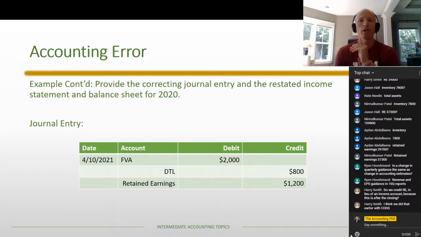All right, so let's talk about then the journal entry. Again, we've taken all the information that we just calculated and now we're throwing it into a journal entry. We're increasing the fair value adjustment account by the full effect, $2,000. We're increasing the deferred tax liability and increasing our retained earnings. Of course, the DTL is the tax effect and the retained earnings are the after-tax effect. Again, we're breaking up the full effect into two pieces. And I just chose April 10th, 2021 as a date where they discover the error. It would be whatever date that it's discovered on.